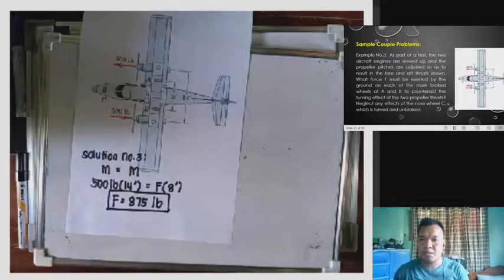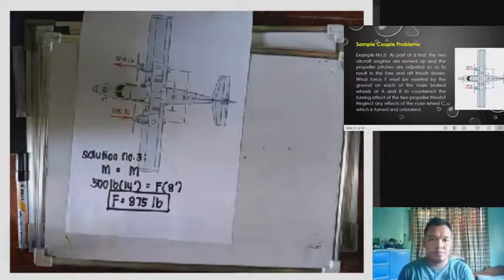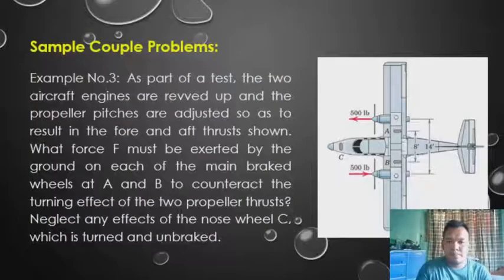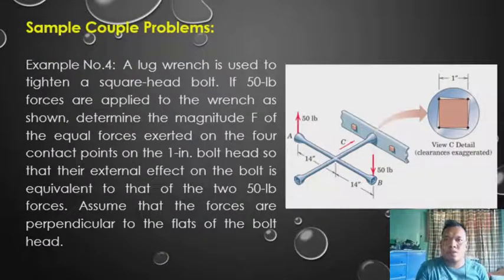Di ba madali lang siya? Ang haba lang ng problem pero maliit lang yung solution. Okay. Next problem po tayo. Okay, another mahabang problem ulit. Mahabang basahin. So, a lug wrench is used to tighten a square head bolt. If 50 pound force are applied to the wrench as shown, determine the magnitude F of the equal force exerted on the four contact points of the 1 inch bolt head so that their external effect on the bolt is equal to that of the 250 pounds force. Assume that the forces are perpendicular to the flat of the bolt head.